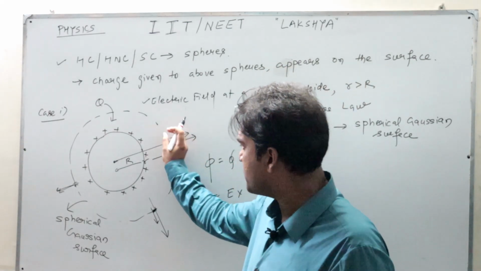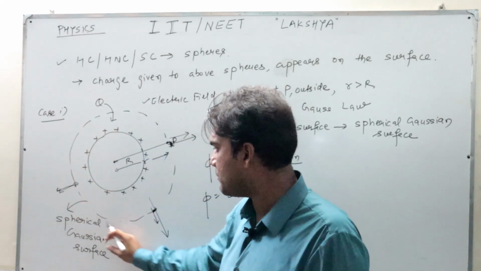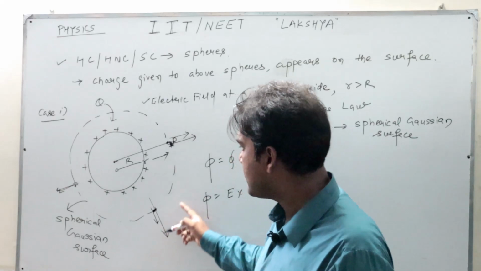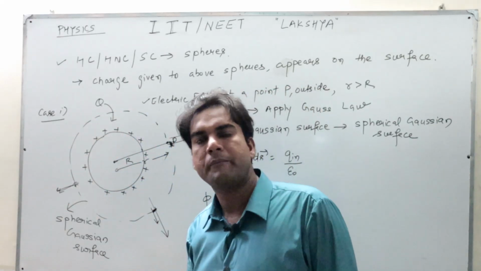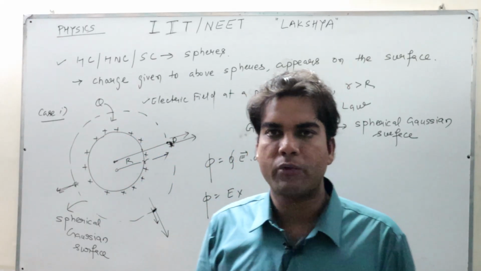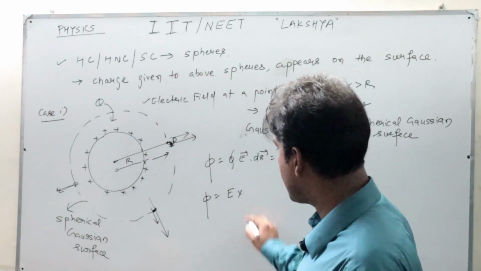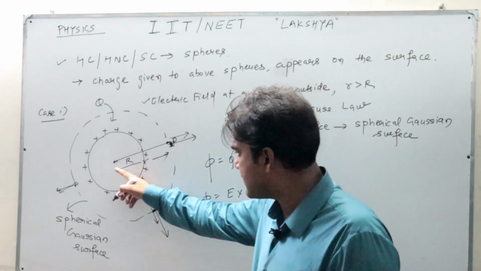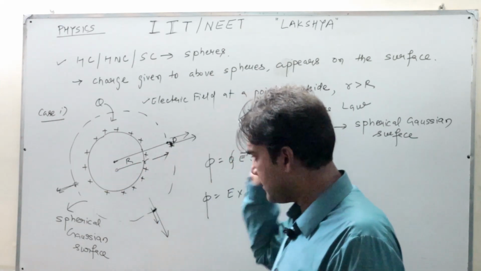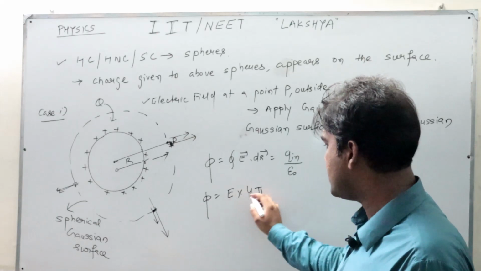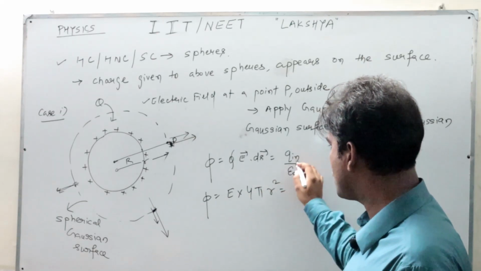ds means ds plus ds plus ds, infinite times. It means the total surface area of this Gaussian surface. What is the surface area of a sphere? 4 pi r square. And obviously for the Gaussian surface, the radius is r. So my formula becomes E into 4 pi r square is equal to Q in.